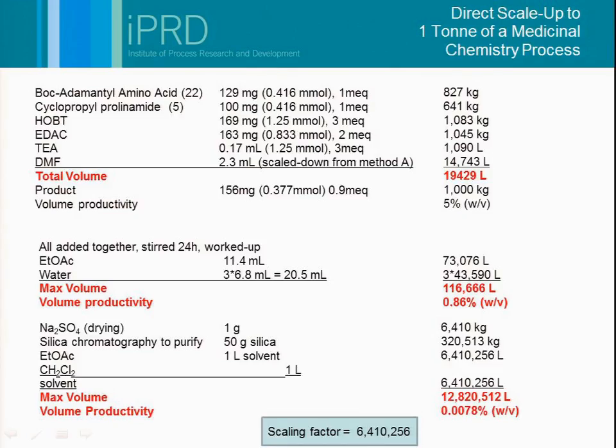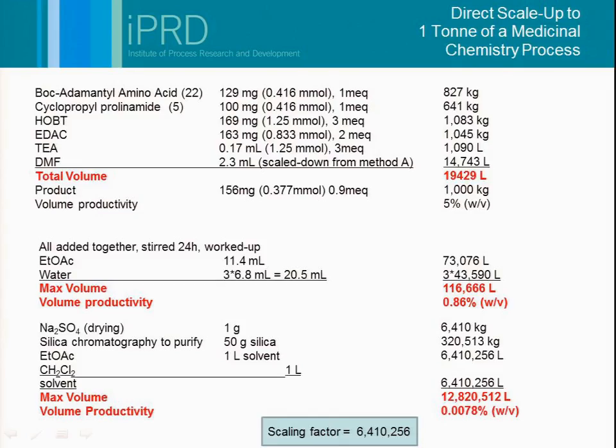And of course, the total volume of the process is now 12 million litres to make 1 tonne of material. So the productivity is 0.0078%. So that obviously is ridiculous. You wouldn't do it, and that says why you need to develop this process. And it becomes fairly obvious where we need to develop it. It's not the reaction stage which is the problem, it's this stage here. So we would reduce the amount of washing water, and that would help improve the process, and we get rid of the chromatography. And then we'd have a process that might be operable in principle.